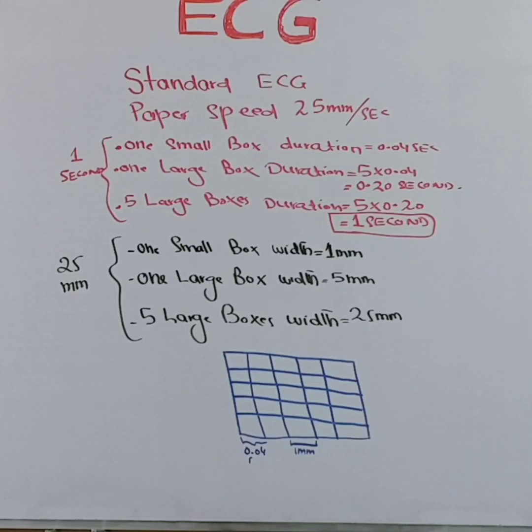So this is very important to check. What will you check? 25 millimeter per second. It should be 25 millimeter per second rather than 12.5 or 50 millimeter per second. This is very important.